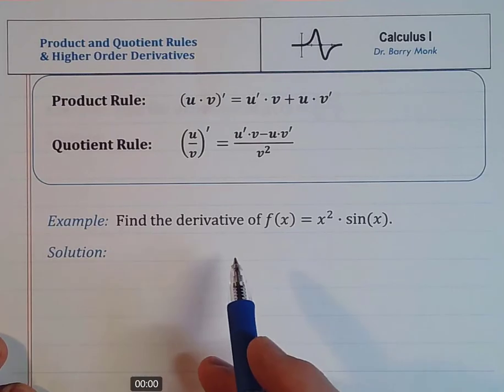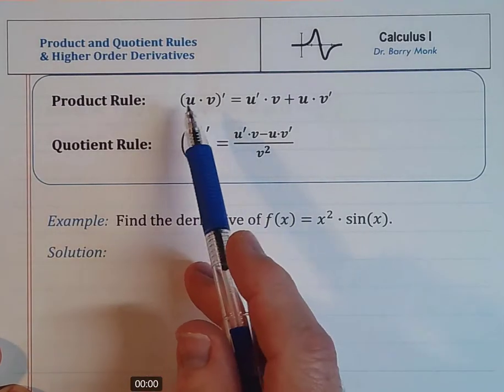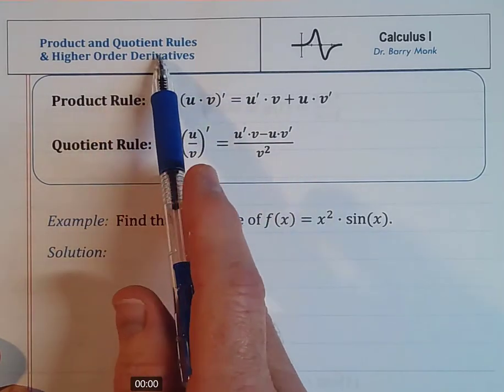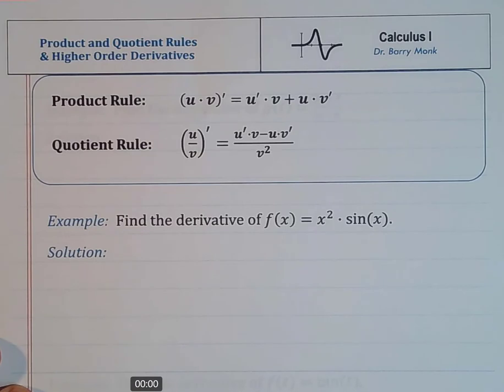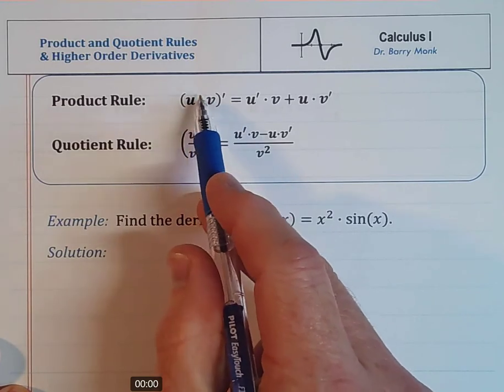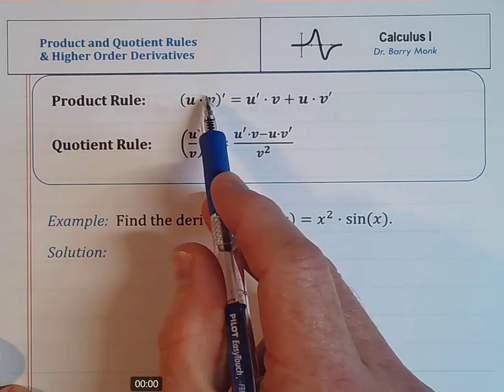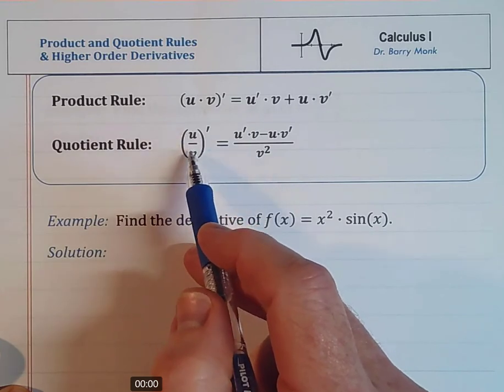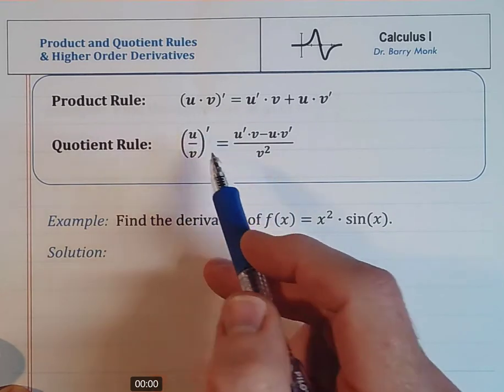In this video, we're going to talk about product and quotient rules and higher order derivatives. So the product and quotient rules are ways of finding derivatives of functions that are in a certain form, particularly in the form u times v, where u and v are both functions. We want to find the derivative of that, and also in the form u over v, again, where u and v are functions.